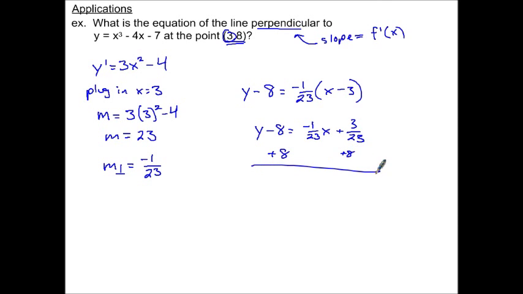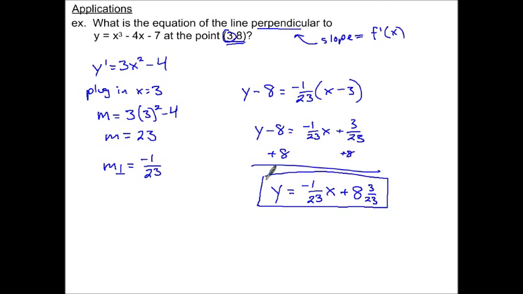Okay, now I kind of show the work here because I am about to cheat a little bit, if you don't mind. So this is negative 1/23 x, and the easiest way to add 8 and 3/23 is to turn it into a mixed number. So like I said, I'm just going to cheat and call this 8 and 3/23. Of course you can multiply the bottom times the front number and add it to the top if you want the improper fraction of it, but in this case I'm going to be lazy and stop right there.